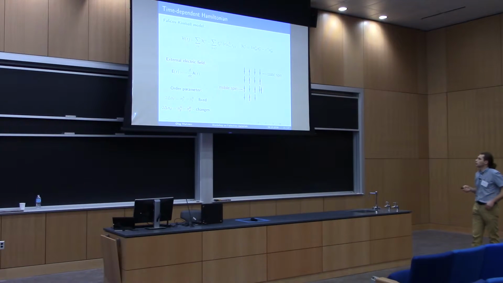And we have two order parameters in our system. One is the difference of the occupations between different sublattices of heavy electrons, and it remains fixed during the interaction with the external field.